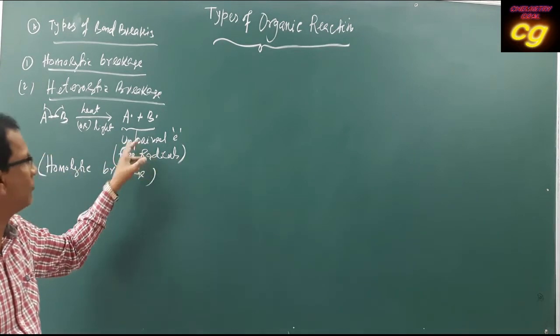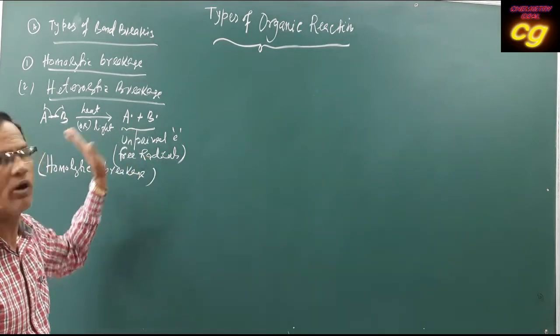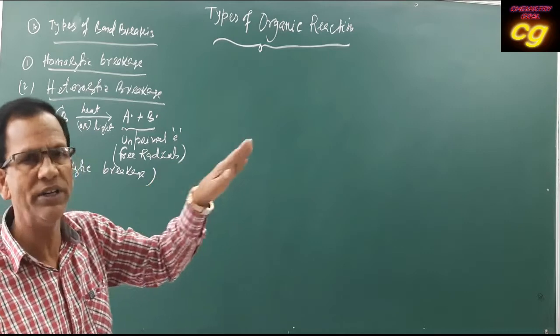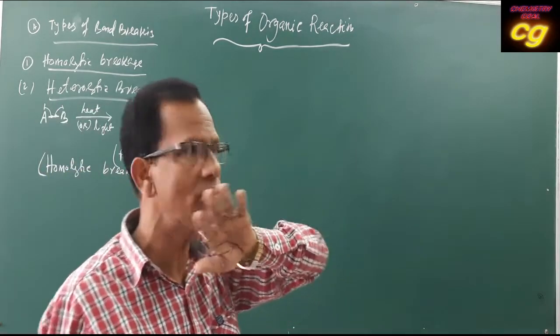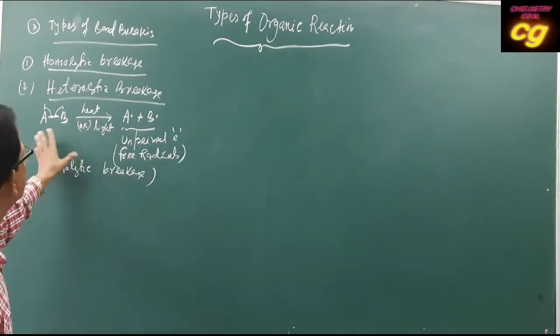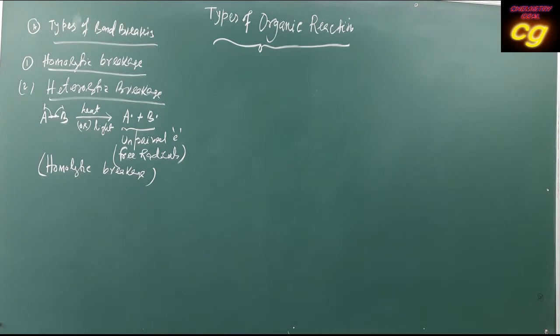Formation of free radical. What are free radicals? Species having an unpaired electron due to homolytic breaking of a covalent bond, where the bonded electrons are shared equally between the bonded atoms. So the bonded electrons are equally distributed between the bonded atoms, forming free radicals. This type of breaking is called homolytic breakage.